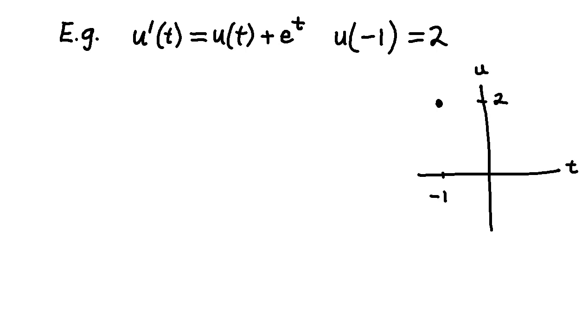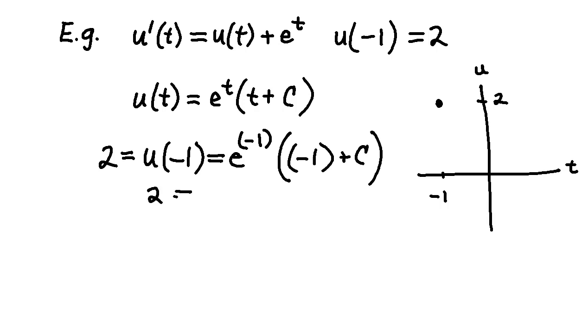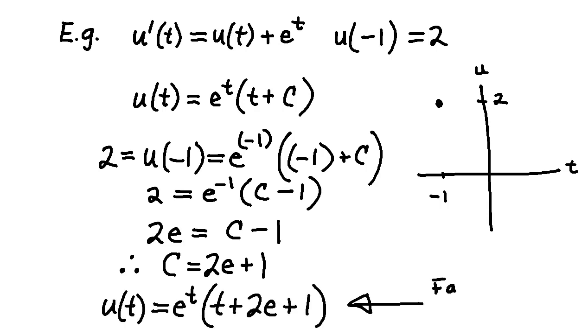To find the correct c, we recall that the family of functions satisfying the differential equation is this. We then put two pieces of information together. On one hand, u at negative 1 must equal 2, but on the other hand, it equals e to the negative 1 times negative 1 plus c. Solving for c, we find that the constant must equal 2 times e plus 1. And so, this is the member of the family of functions we were looking for.